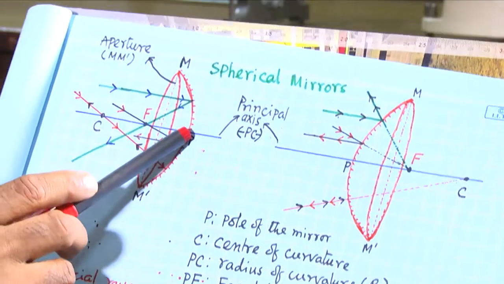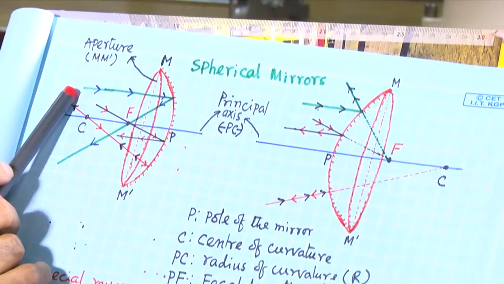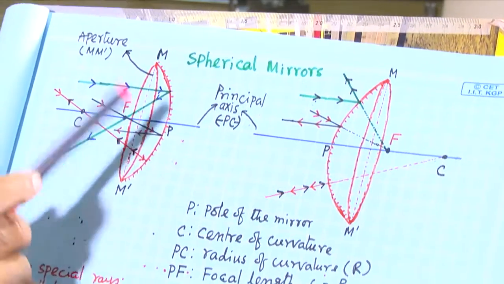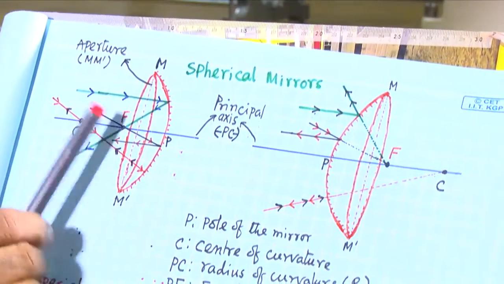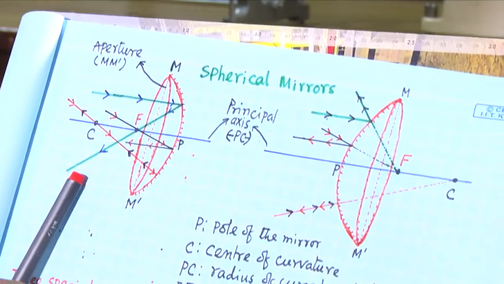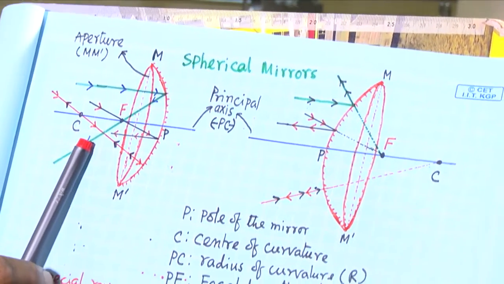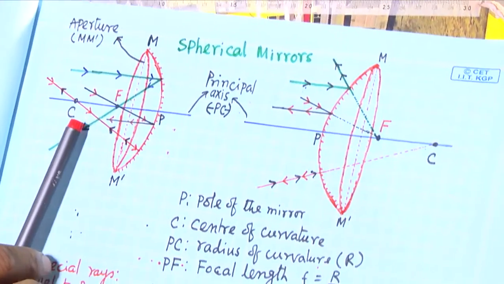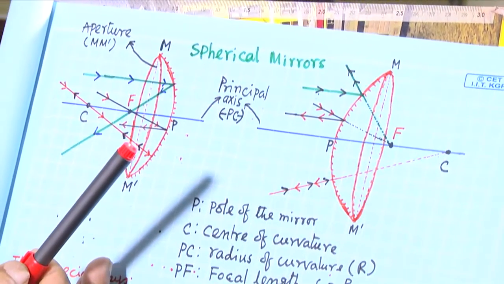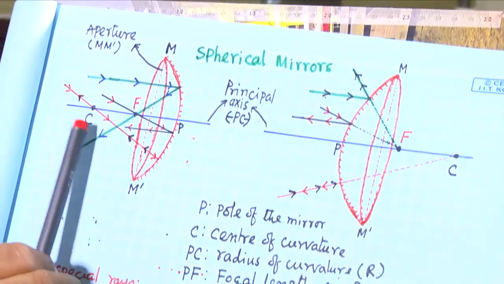And if you draw the reflection from these mirrors, okay, then you will see the reflected rays form the image. So, actually for getting the image, we have to draw the ray diagram.